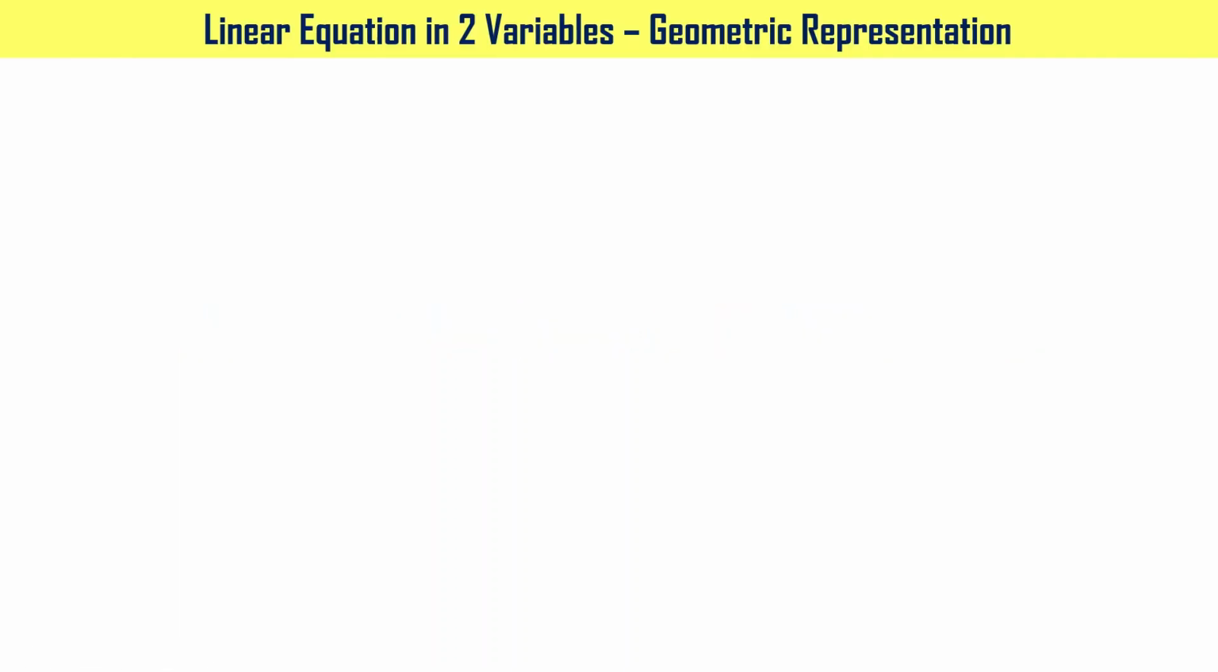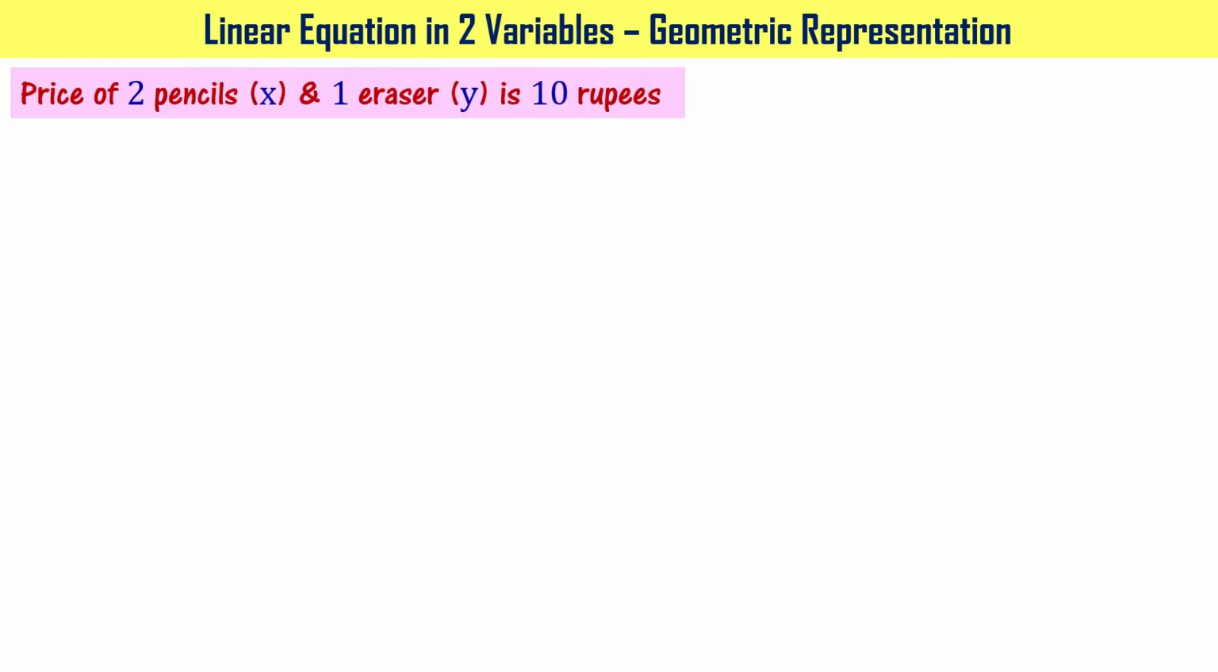Let's learn about graphical method of finding solution now. Let's first see geometric representation of linear equation in two variables. Price of two pencils and one eraser is 10 rupees. If I denote price of one pencil using X and price of one eraser using Y, then this can be written as 2x plus y equal to 10. That can also be written as 2x plus y minus 10 equal to 0, right?